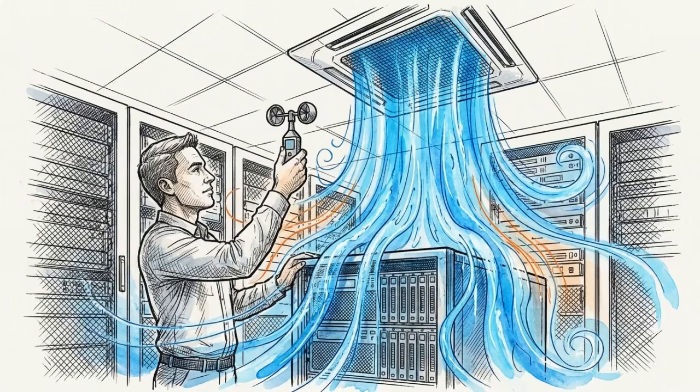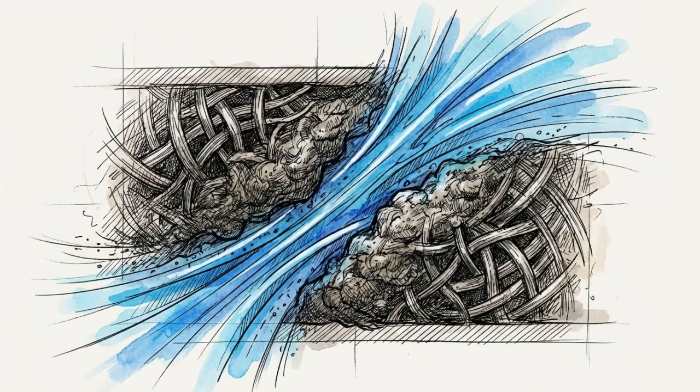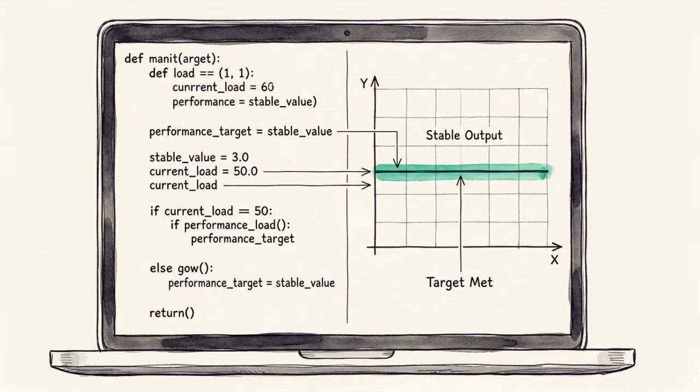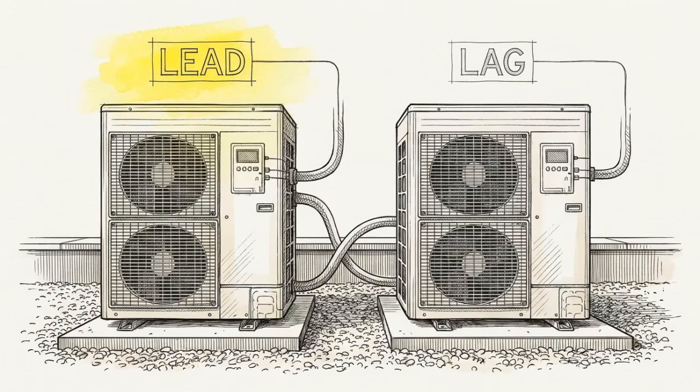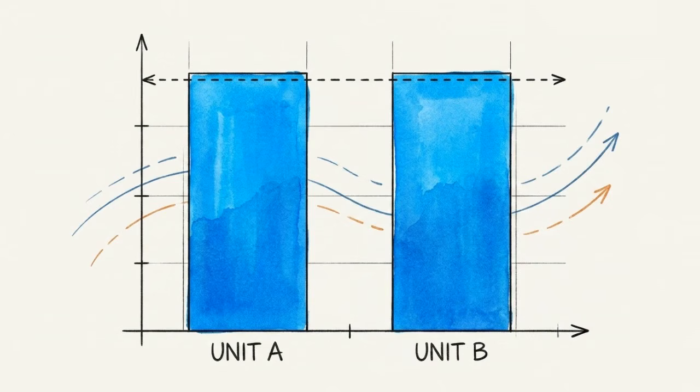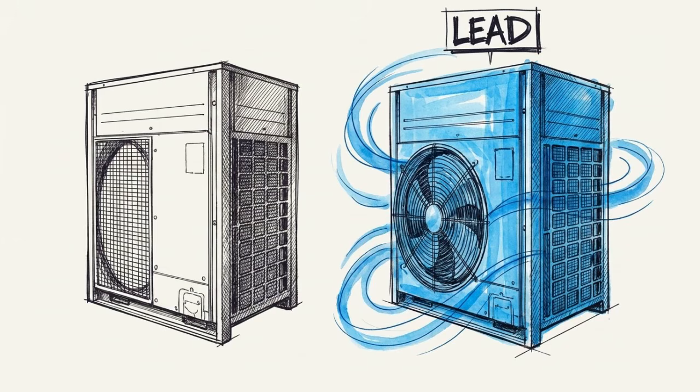Level 4 shifts to functional testing. Technicians prove the sensible net capacity matches the load, verify the external static pressure holds up at a simulated dirty filter state, and validate the programmed control logic. Part of that logic involves the automated microcontroller rotation for lead and lag units. This ensures run hours are equalized across redundant systems, preventing one unit from burning out while the standby sits idle.